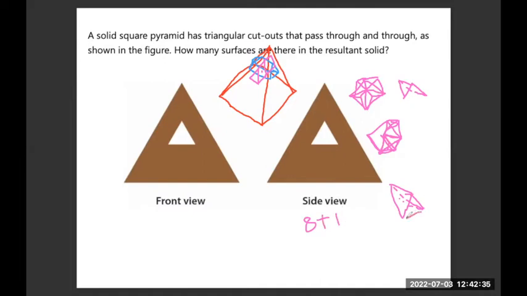which will be one continuous surface. That 8 plus 1 is just the surface of this cutout. What is happening on the outside is something that we are yet to count. For the outside surfaces, a square pyramid has 5 surfaces, 4 triangular surfaces, and 1 base. So 8 plus 1 plus 5 is how much? 9 plus 5 is 14. So the correct answer is 14.